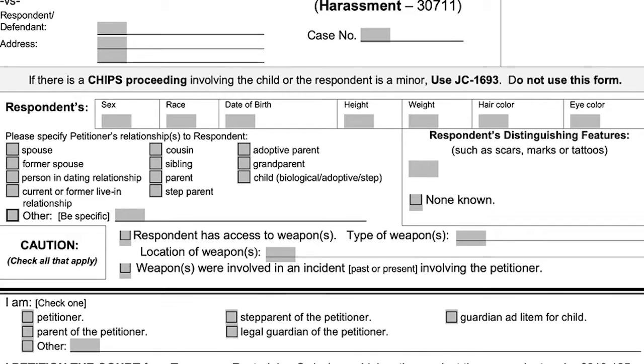So next, they want to know some basic information about what the respondent looks like. The sex, race, date of birth if you know it, and your best guess on the height and weight. Obviously, it doesn't have to be exact, just approximate. Hair color and eye color.